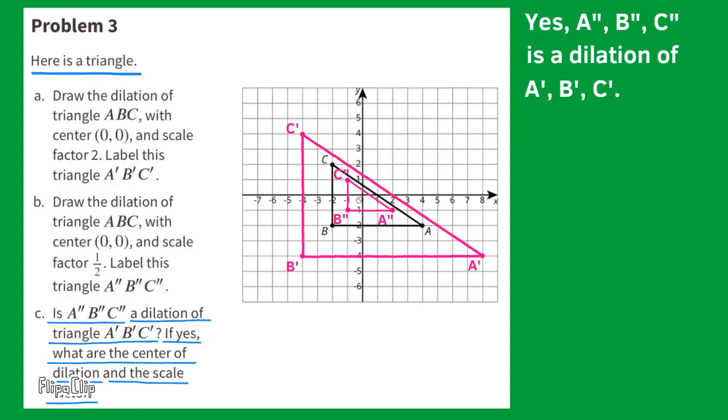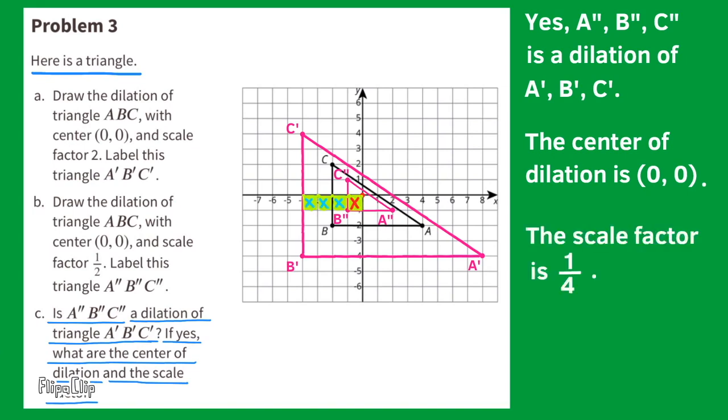A double prime, B double prime, C double prime is a dilation of A prime, B prime, C prime, and the center of dilation is the coordinates 0, 0. If you take a close look, you'll see that A double prime, B double prime, C double prime is exactly 1/4 the distance away from the center compared to A prime, B prime, C prime. So the scale factor is 1/4.